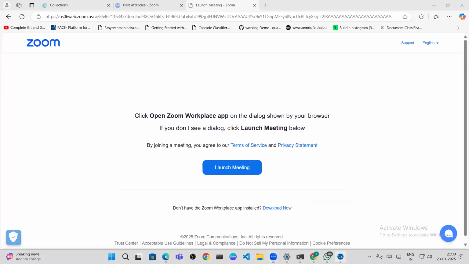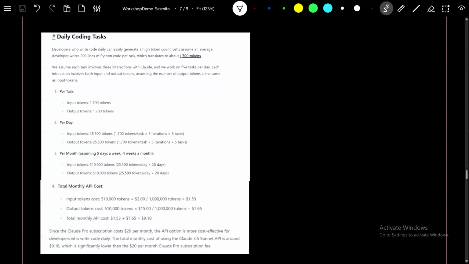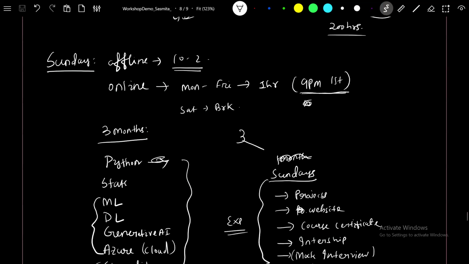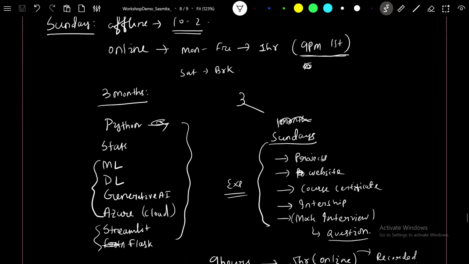The course will be applied generative AI, and it will be starting from this Saturday. Last Saturday we had class, we just did the installation part, nothing much. So this weekend onwards the course will start. I have explained everything yesterday. The course duration will be around 2.5 months, like 8 to 10 weekends, and we'll be covering a lot of things.